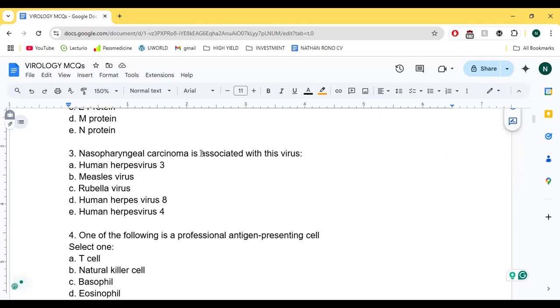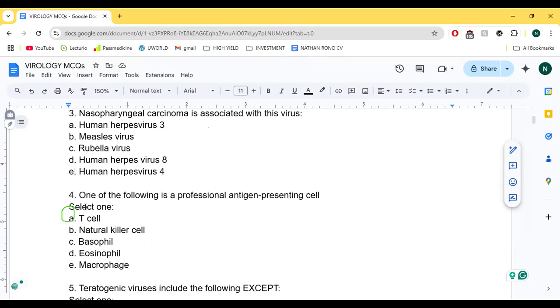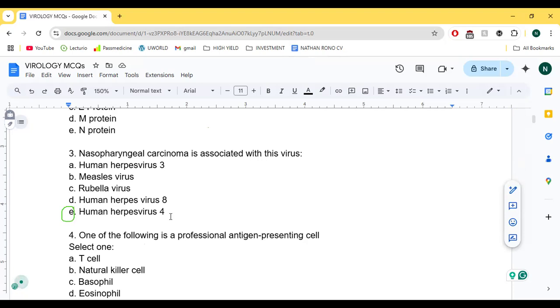Number three, nasopharyngeal carcinoma is associated with which virus? E, good. So here, HHV4. Sorry, when I move this, it changes. Okay. HHV4 is the EBV virus. Remember Epstein-Barr virus, and it causes nasopharyngeal carcinoma.